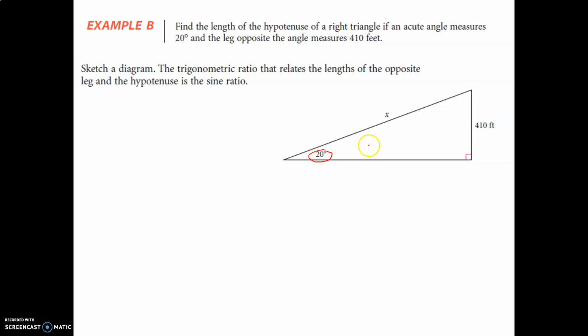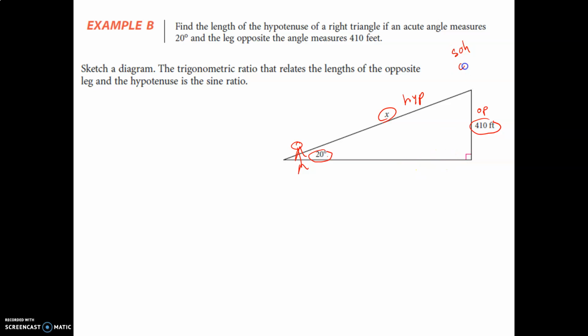Find the length of the hypotenuse of a right triangle if an acute angle measures 20 degrees, and the leg opposite the angle measures 410, and they want me to find the hypotenuse. Okay, so in this triangle, if I'm standing here in this angle, this would be the hypotenuse. This would be the opposite side. They give me the opposite. They want me to find the hypotenuse. They don't tell me anything about the adjacent. They don't ask me to find the adjacent.